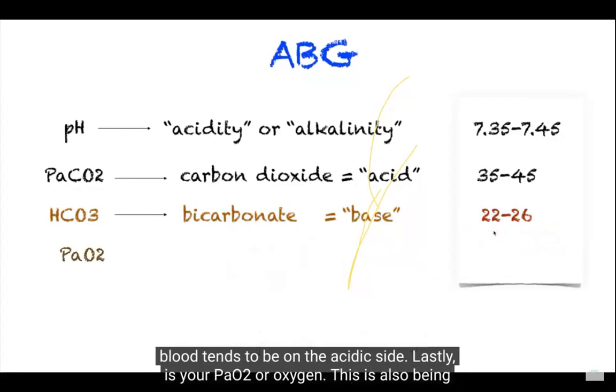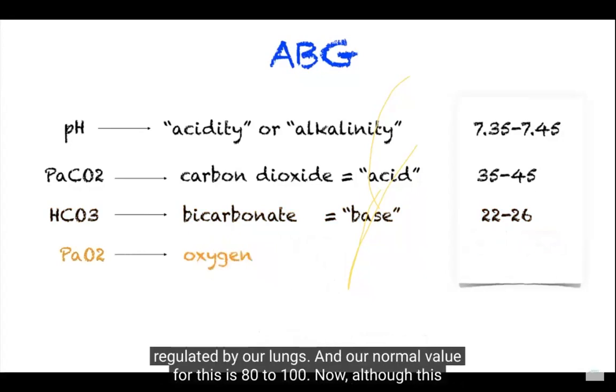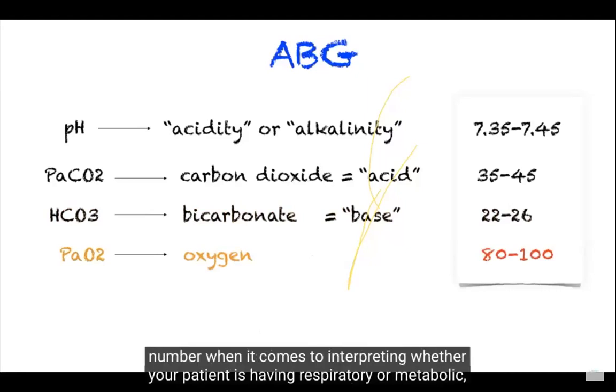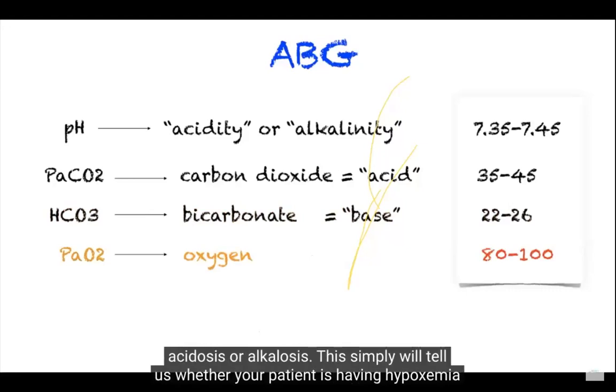Lastly is your PaO2, or oxygen. This is also being regulated by our lungs, and our normal value for this is 80 to 100. Now, although this is important for us to check when reading our patient's ABG, we don't really need the number when it comes to interpreting whether your patient is having respiratory or metabolic acidosis or alkalosis. This simply will tell us whether your patient is having hypoxemia or not.